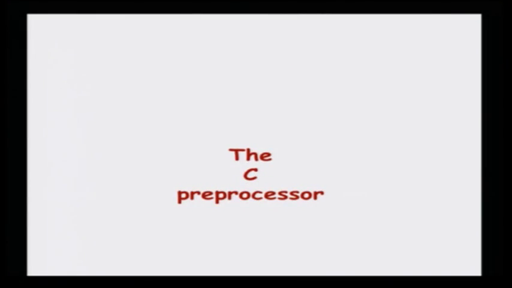Okay. In this lecture, let us look at one particular part of the C compiler, which is very important, namely the preprocessor. Technically speaking, the preprocessor is the step before compilation. So let's understand this in detail.